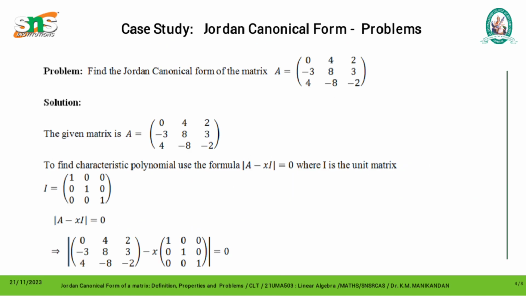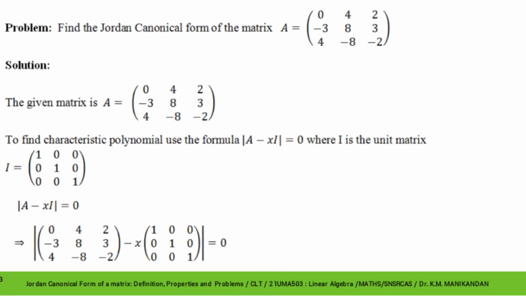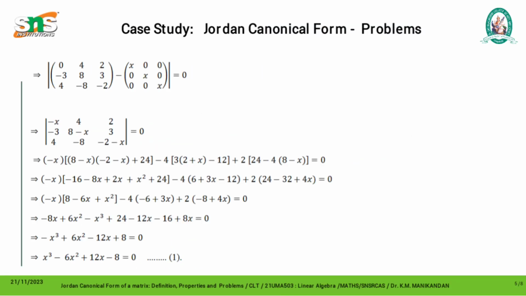Next, we study the Jordan canonical form. One more problem: find the Jordan canonical form of the matrix A equal to 0, 4, 2, minus 3, 8, 3, 4, minus 2. First, we construct the characteristic polynomial. Determinant of A minus xI equal to 0. Substitute the A matrix value and the x value. The I value is the unit matrix 1, 0, 0, 0, 1, 0, 0, 0, 1. Next, we solve the equation using algebraic operations. You will get the final equation as x cubed minus 6x square plus 12x minus 8 equal to 0.